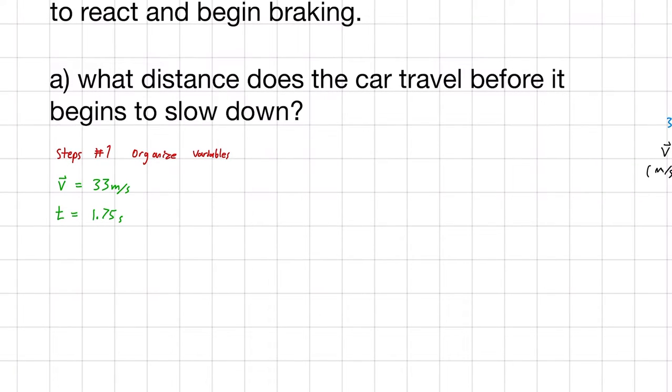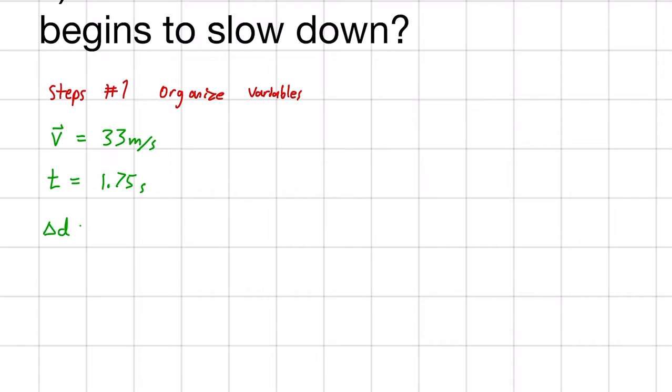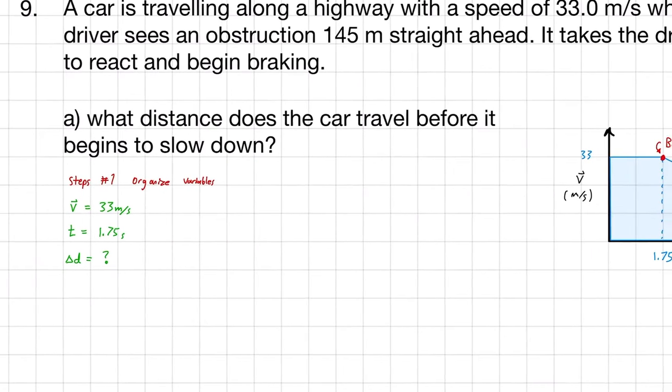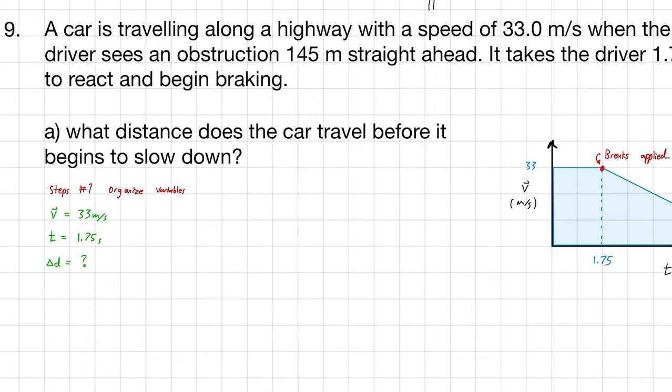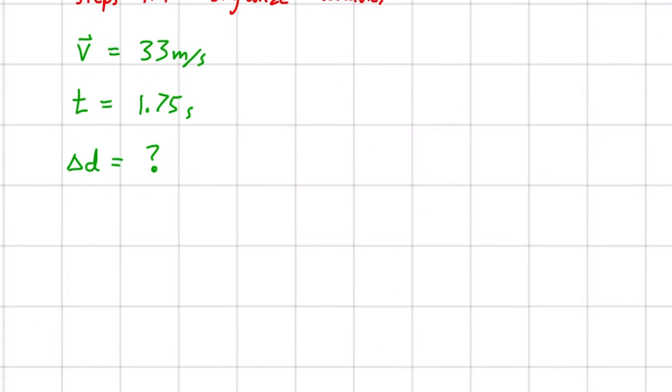And what variable are we looking to find? Well, we are looking for distance. So our unknown here is going to be delta D. That is our unknown. And you'll see in the question we're given this other piece of information, how far the obstruction is away from the driver. This piece of information we're not concerned about for part A, because we're not concerned about how far away the obstruction is. We just want to know the distance the car travels before the brakes are applied. So we've got our variables. This is all we're going to need.